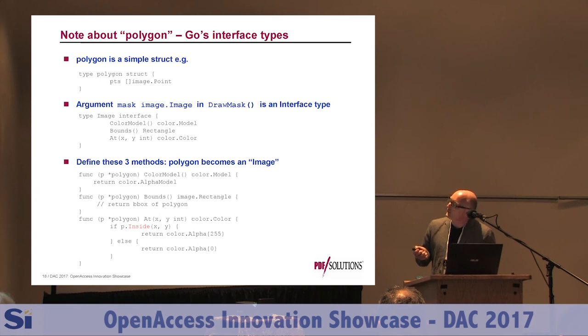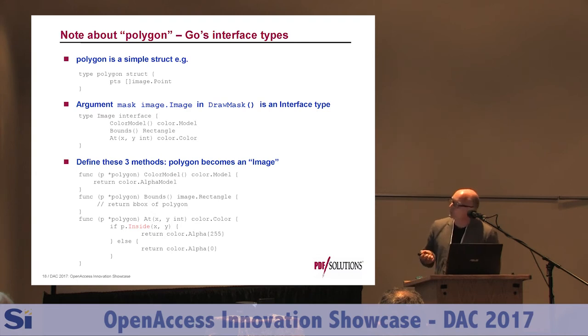So you have a polygon. Let's say our polygon is a simple struct which has a list of points. That's our polygon. It has, of course, more, like layer definitions and so forth. What this draw mask function wants is an interface type, meaning everything which has these three methods defined is called an image. That's as simple as it is. So if I define for my polygon three functions called color model, bounds, and at, then it becomes an image.